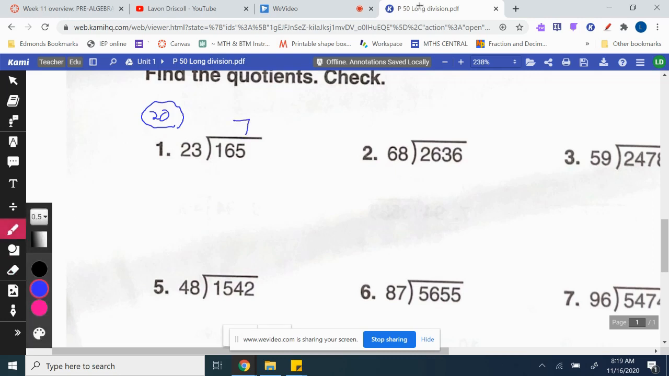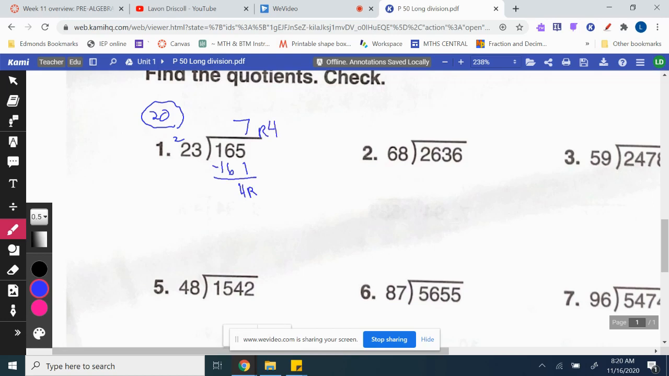7 times 3 is 21. Carry the 2. 7 times 2 is 14, plus 2 is 16. I subtract, and I'm going to have a remainder of 4. So I'm going to just bring this up here.